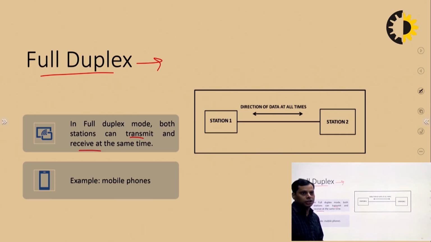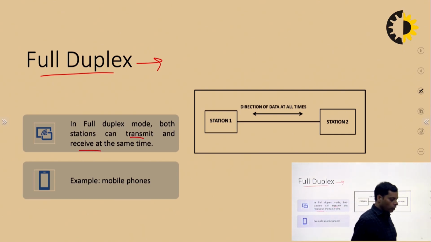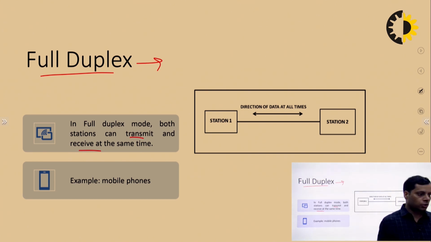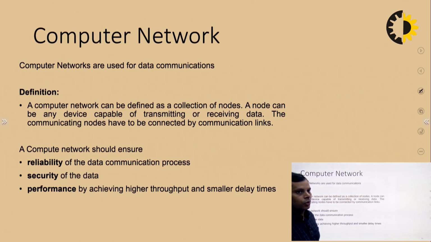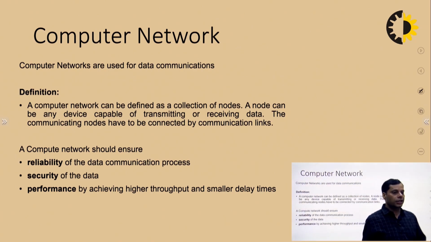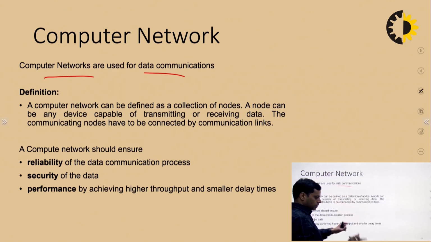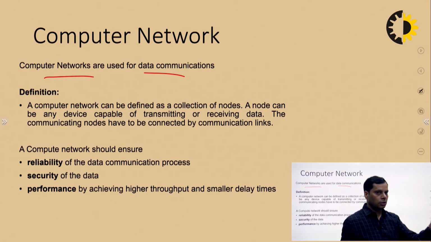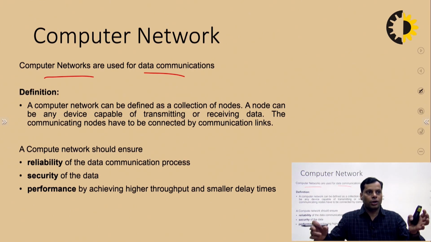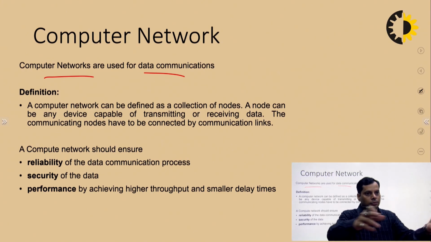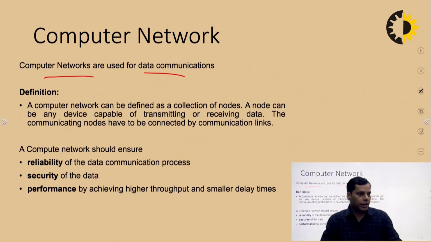So these are the three modes for the flow of data: simplex, half duplex, and full duplex. So what is a computer network? Here we have seen data communication, but not the network. Now we use the topic name computer network, which is used for data communication, because systems are connected with each other in a room, in a building, in a campus, in a city, in a metropolitan city, or in a country anywhere in the world.